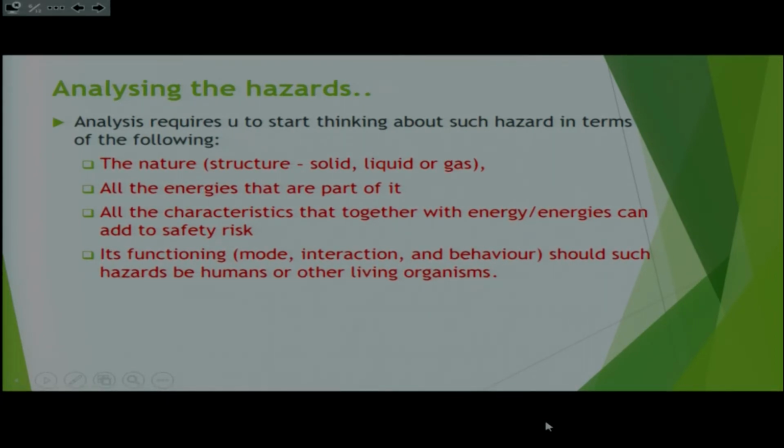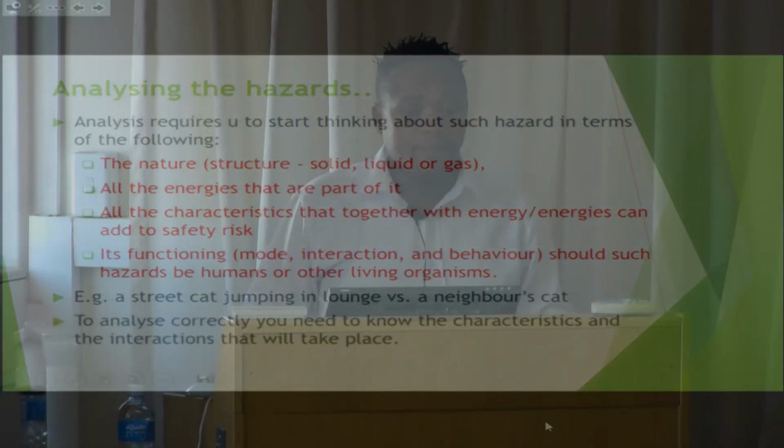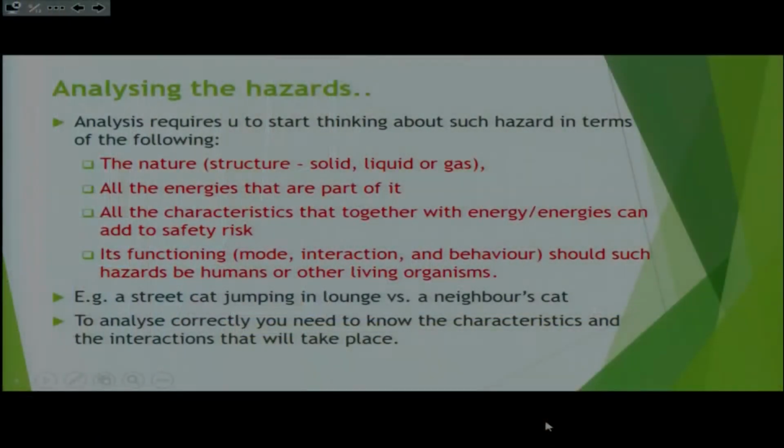Then we are in a better position to be able to analyze that hazard. Example, a street cat jumping in a lounge versus a neighbor's cat. If you're in your house, you're sitting down, you're watching TV, a black cat just jumps in, you don't know that black cat, what are you going to do?